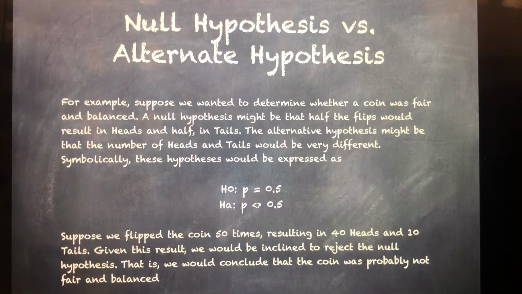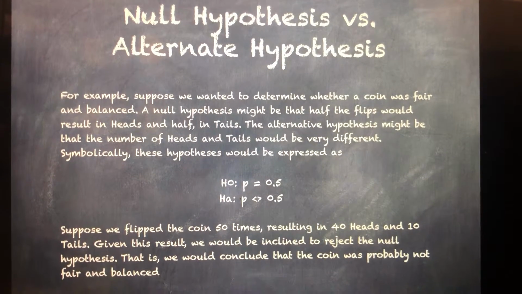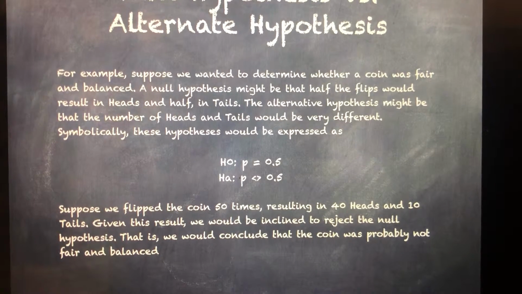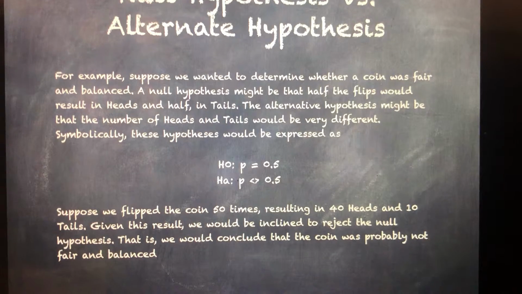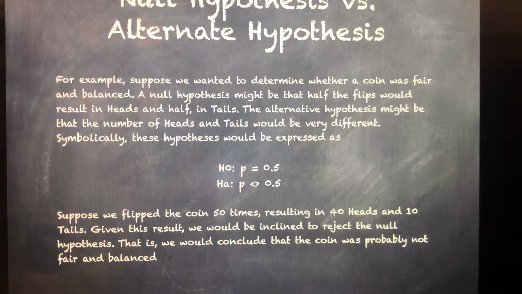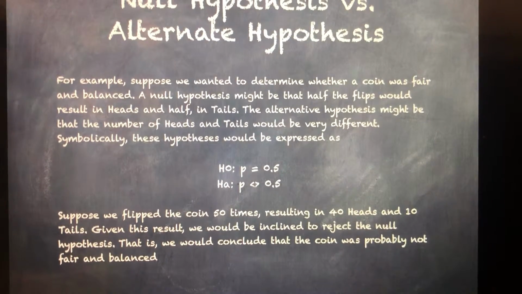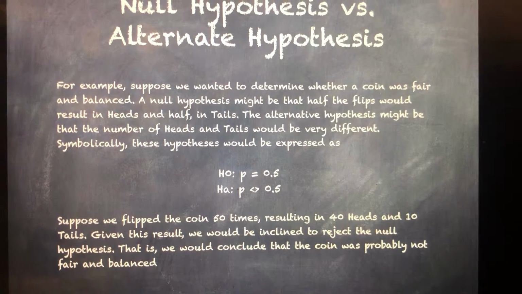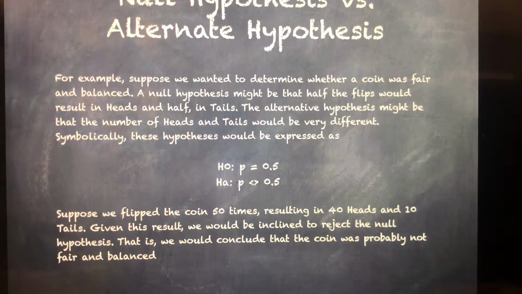Symbolically, these hypotheses would be expressed as H0: P equals 0.5, and HA: P does not equal 0.5, greater than or less than. So suppose we flip the coin 50 times, resulting in 40 heads and 10 tails. Given this result, we would be inclined to reject the null hypothesis. That is, we would conclude that the coin was probably not fair and balanced.